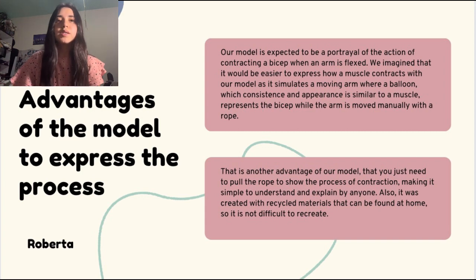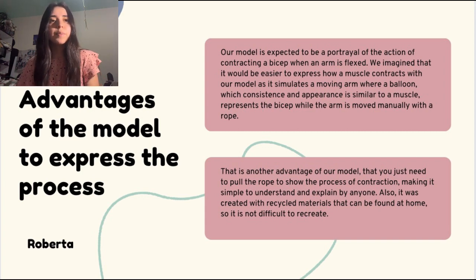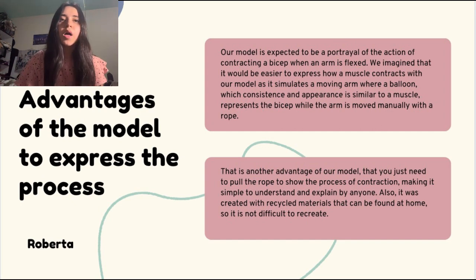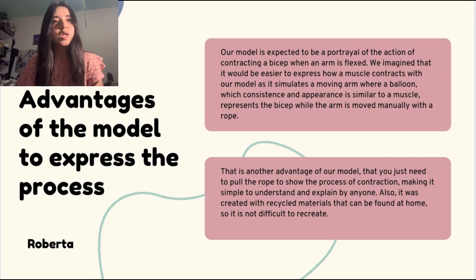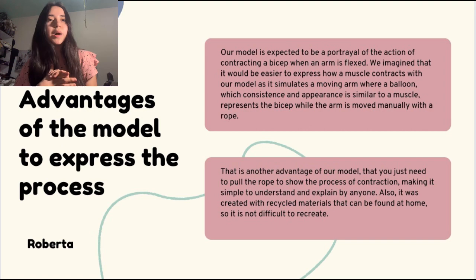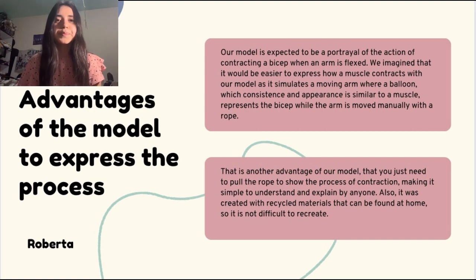Our model is expected to be a portrayal of the action of contracting a bicep when an arm is flexed. We imagine that it will be easier to express how a muscle contracts with our model as it simulates a moving arm, where a balloon, which in appearance is similar to a muscle, represents the bicep while the arm is moved manually with a rope.